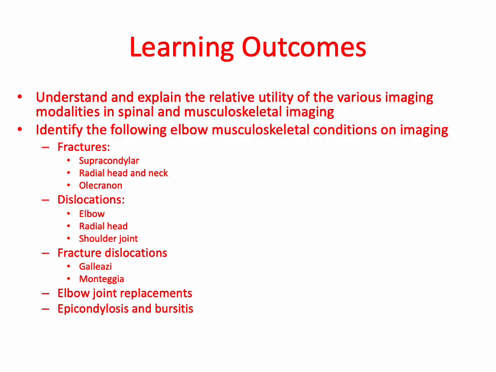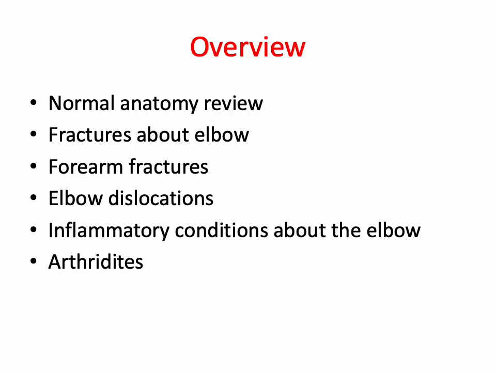So the outcomes for today, again, are to understand and explain the utility of various types of imaging modalities in musculoskeletal imaging. And particular to the elbow, we're talking about fractures, supracondylar, radial head and neck fractures and olecranon fractures, dislocations around the elbow, a discussion of a few fracture dislocations like Galeazzi and Monteggia fractures, and discussion of elbow joint replacements and things like tennis elbow and golfer's elbow. We'll quickly talk about anatomy first, and then we'll talk about fractures, dislocations, and inflammatory conditions.